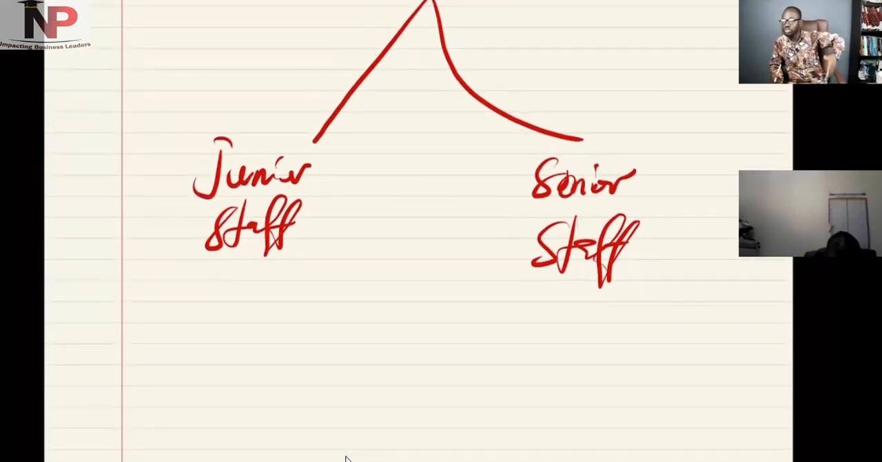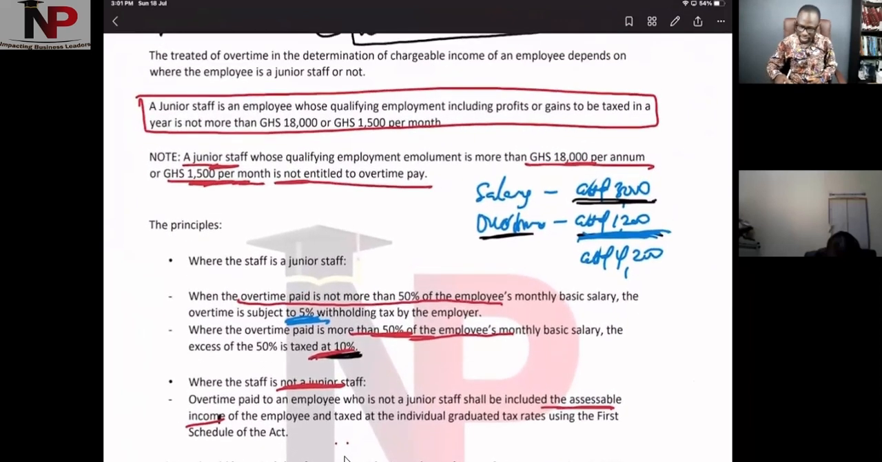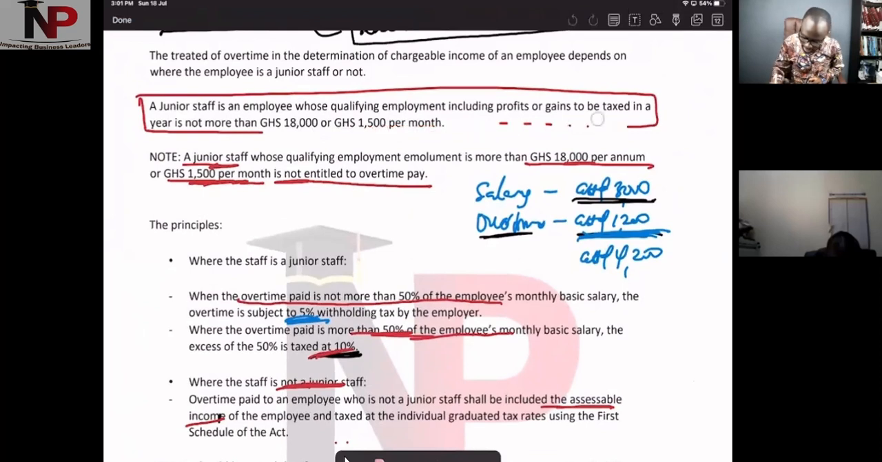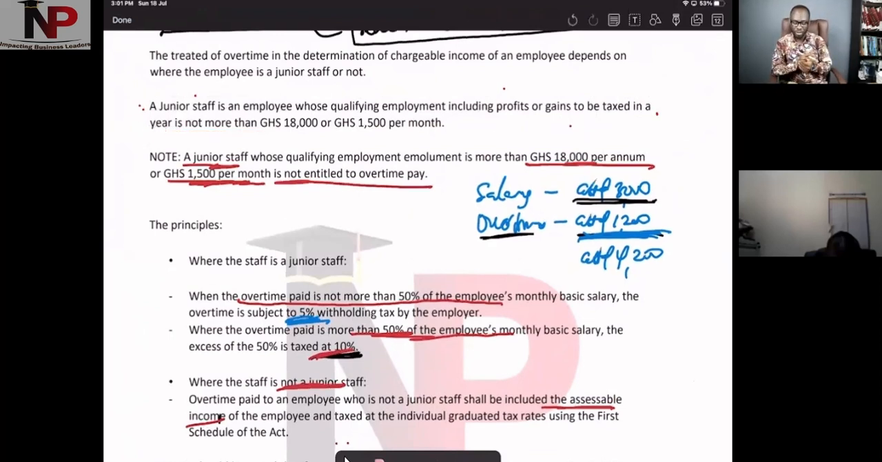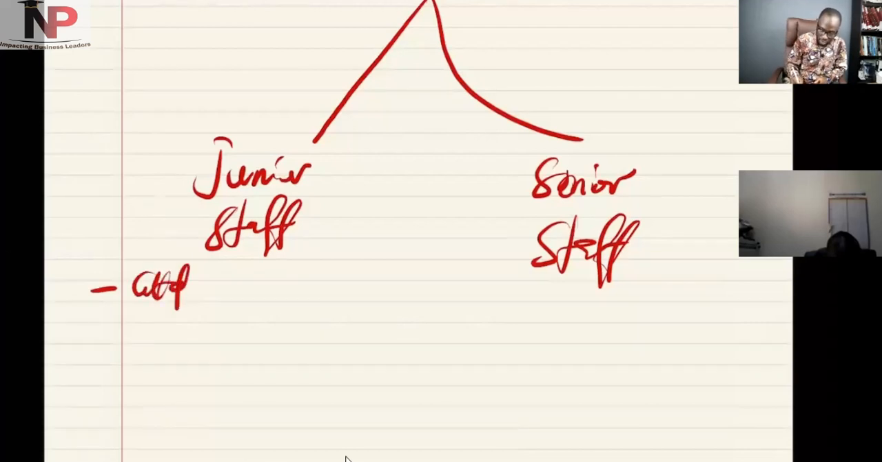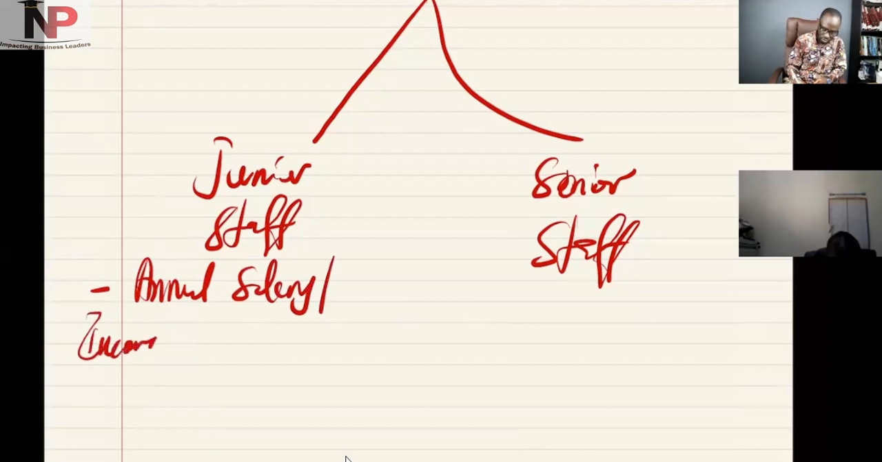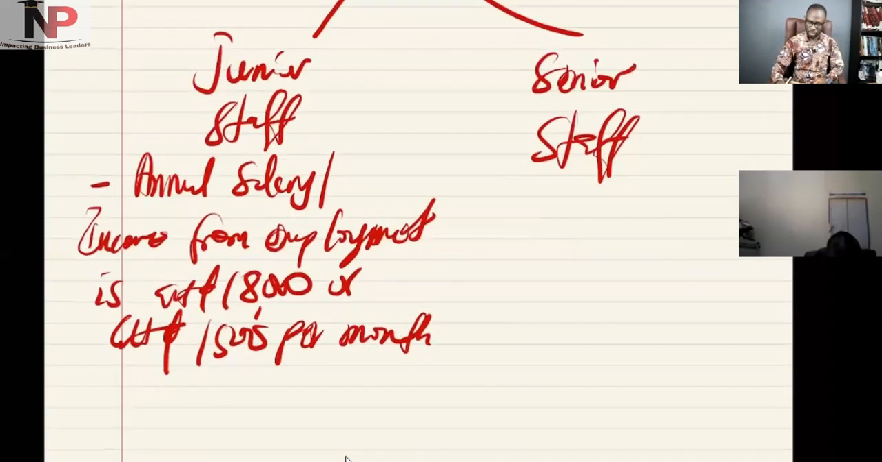When we say someone is a junior staff, what does that mean? It simply means that, back to our principle, overtime, a person is said to be a junior staff when the person's salary, or income from employment, is $18,000 a year or $1,500 a month. That's it. That is who we call a junior staff.